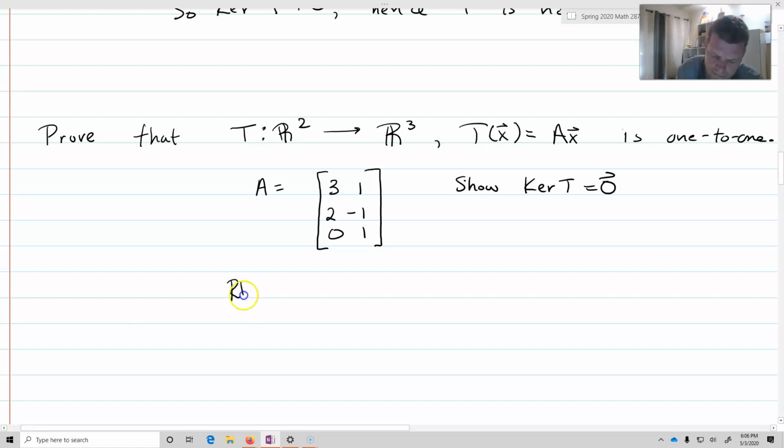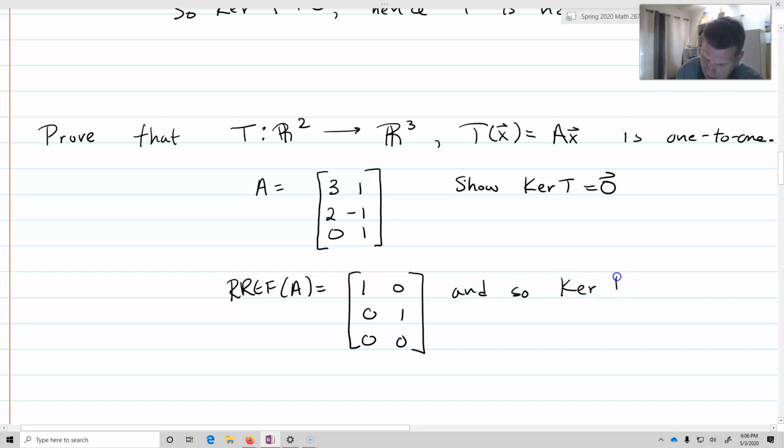And so RREF of A equals 1, 0, 0, 1, 0, 0. And so the kernel of T equals the 0 vector. If you just go through it, you show the kernel of T equals 0 because Ax equals 0 has only the trivial solution, given by the fact that we've got a pivot in every one of our columns. Okay, so as the kernel of T equals 0, T is 1 to 1.